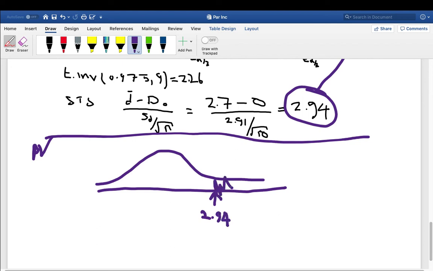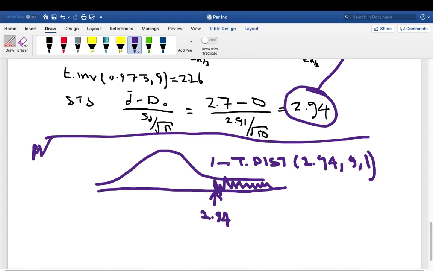And we need to work out the area in here, the area in the closest tail. So it's going to be, Excel works to the left. So if we just do a t.dist of 2.94, that's going to give us the area to the left. It asks us for the degrees of freedom, which are sample size minus 1, which are 9. Then we have to put 1 or true. But that's going to give us the area to the left, but we want the area to the right, so it's going to be 1 minus that.